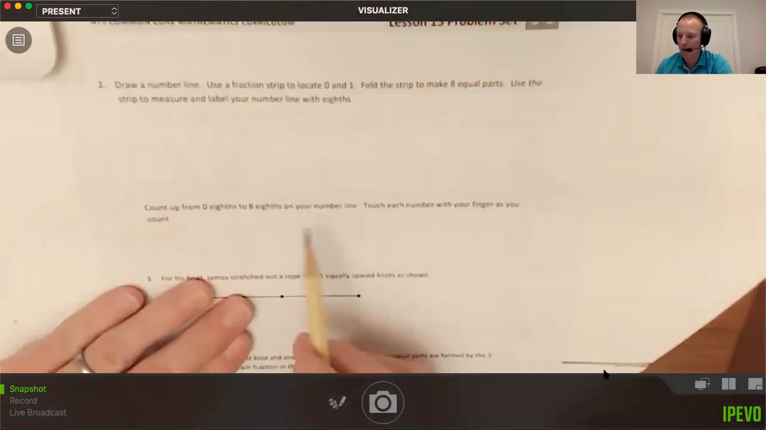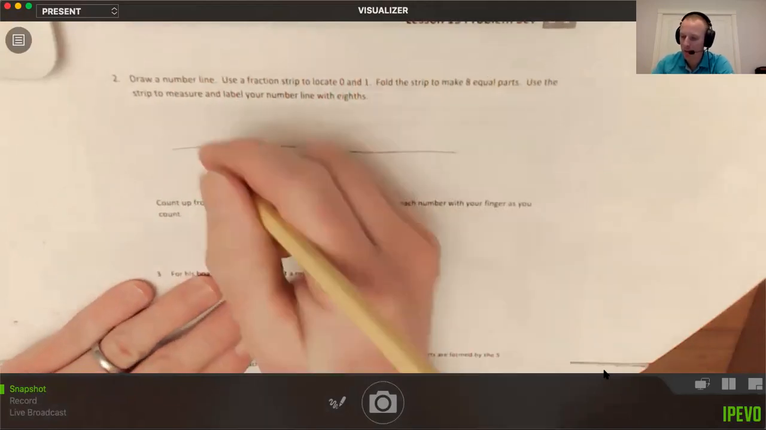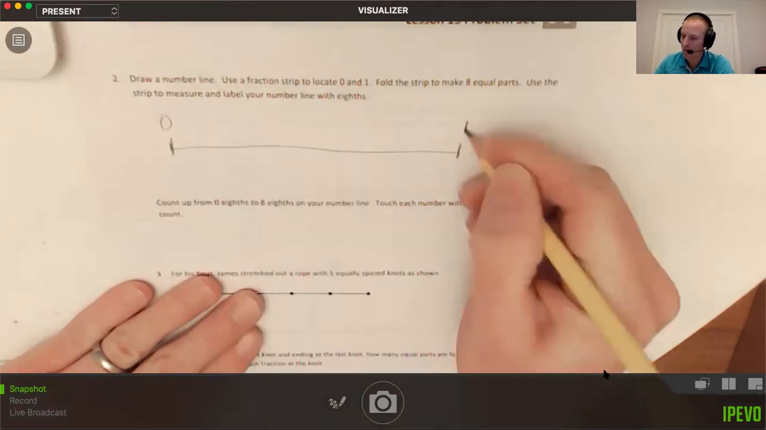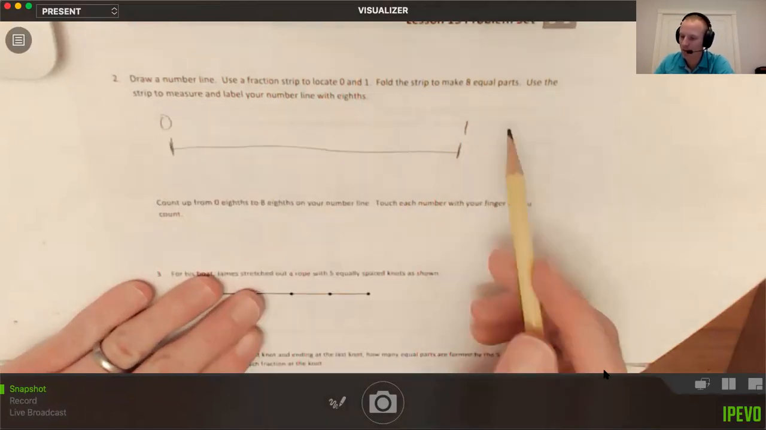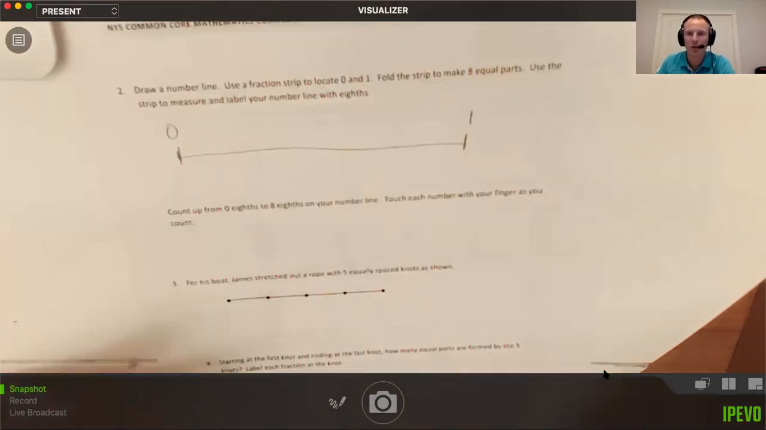All right, draw a number line. Well, let's do that first. Use a fraction strip. We're not going to do that part. We're just going to say 0 and 1. Okay, we basically need to make a number line with 8s. We don't have a fraction strip here with us.